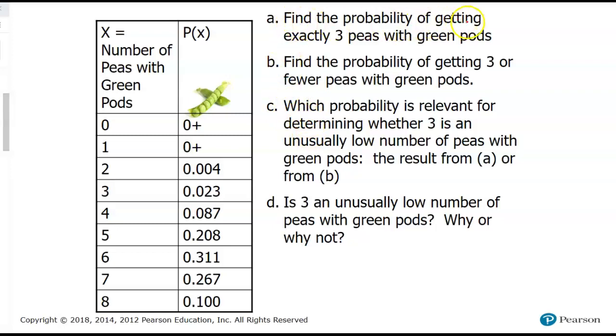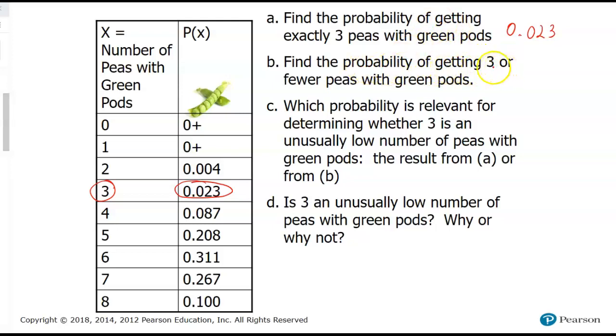So we want to find the probability of getting exactly 3 peas with green pods. So here's 3 peas with green pods. So here's the probability of getting 3 peas with green pods. So that's going to be 0.023. So we're just literally reading it off the table.